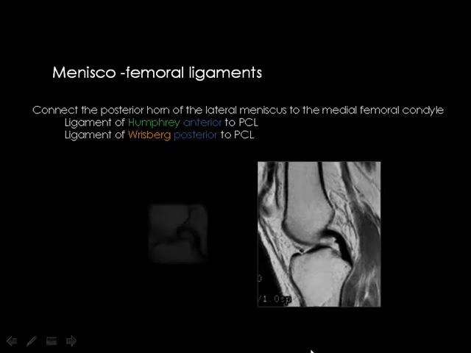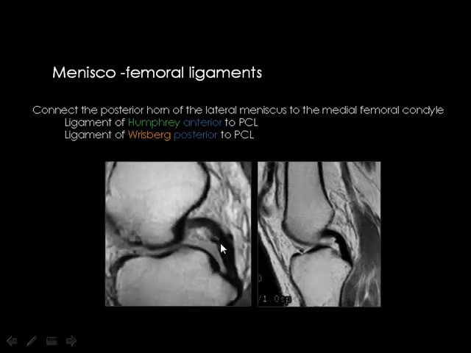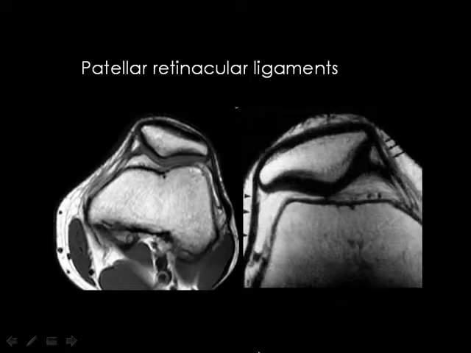This is the posterior cruciate ligament. And this is the posterior cruciate ligament. And you know that there are two small ligaments along the posterior cruciate ligament. One is known as the ligament of Humphrey, and the other one is known as the ligament of Wrisberg. These are the meniscofemoral ligaments attaching the meniscus to the femoral condyle. But it's not important. The importance is in the posterior cruciate ligament.